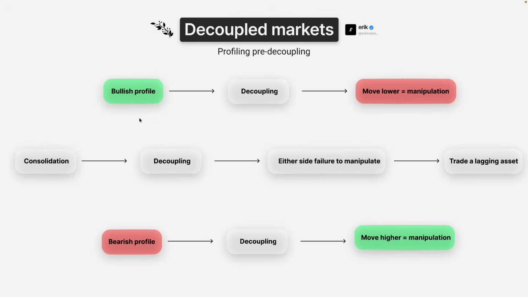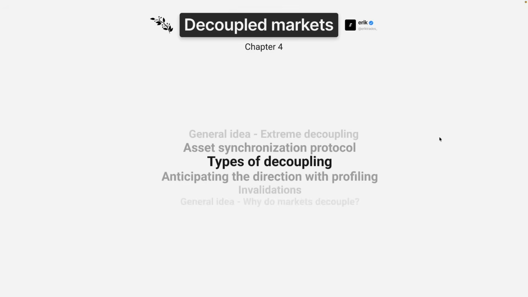So in a bullish profile, one asset decouples. That move lower is a manipulation. I think this should have been in the first slide, but whatever. So in a consolidating market, when one asset decouples, either side is going to fail to manipulate a key level, and that is when you trade a lagging asset, right? It's the exact same thing as this. Where is it?